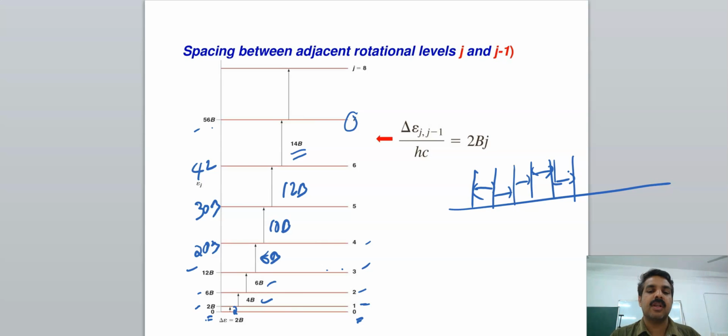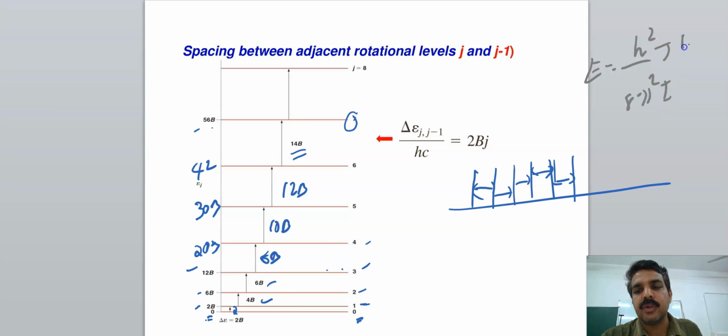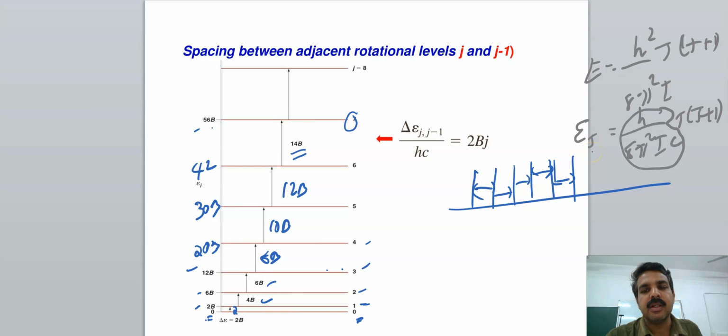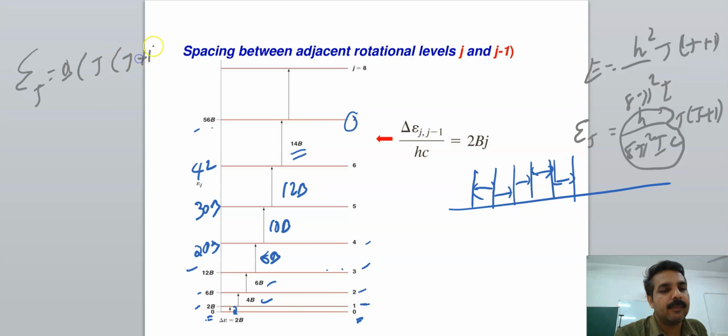We have studied that the rotational energy E is equal to h squared divided by 8 pi squared I into J into J plus 1. When it is converted into wave numbers, that is epsilon J, we get h divided by 8 pi squared Ic into J into J plus 1. And this term is called the rotational constant B. So we can write epsilon J is equal to B into J into J plus 1. By substituting the values of J, 0, 1, 2 and so on, we get the rotational levels: 0, 2B, 6B, 12B, 20B, 30B, 42B, 56B, like that.